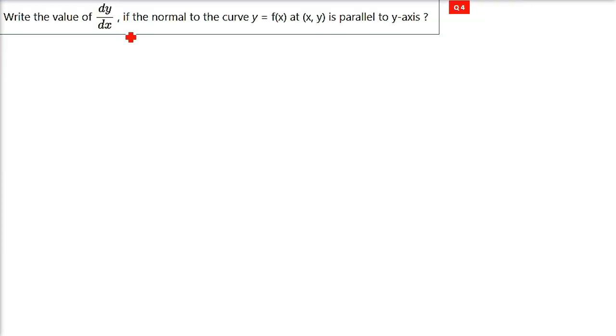Write the value of dy by dx if the normal to the curve y equals f(x) at (x, y) is parallel to y-axis. So they are not saying tangent first of all. They are not saying parallel to x-axis. First of all, it is the normal, and the normal is parallel to y-axis. So the tangent will be parallel to x-axis. Okay.